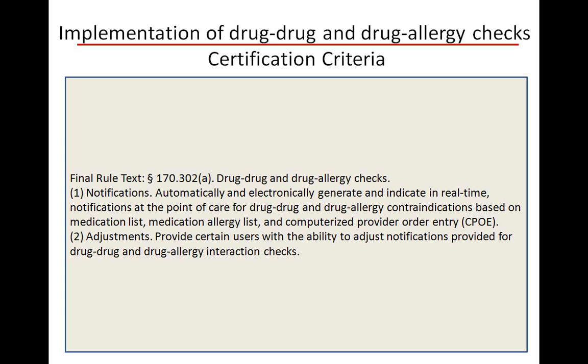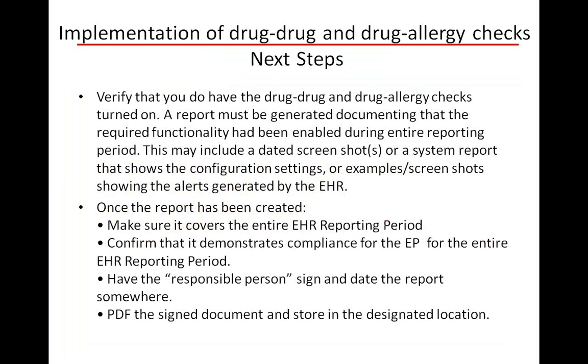It really does just look to see that those drug and drug allergy checks are enabled and appropriate for giving notifications, and it ensures that you are allowed to make adjustments to the drug and drug allergy checks. Again, your EHR system will be certified for meaningful use. It's capable of doing both of these functionalities. So just talk to your vendor and understand how your EHR works and how you can make those adjustments if necessary. So what are your next steps for meeting this objective?